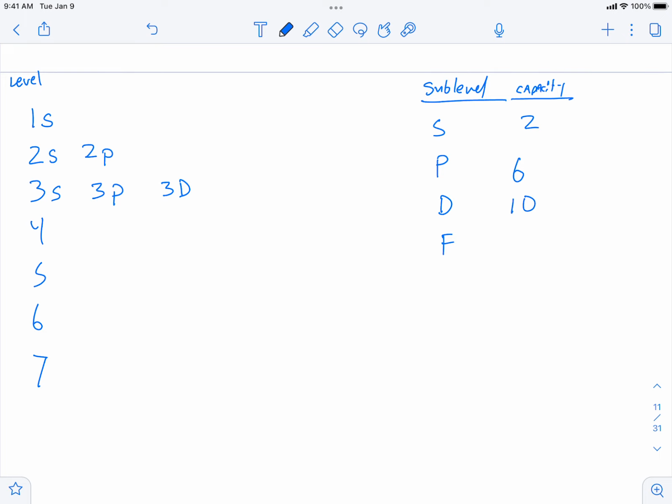Moving on. In energy level 4, there's 4S, 4P, 4D, and 4F. Look at the pattern. Can anyone guess how many F can hold? 14, that's right. Each sublevel increases by 4 electrons.